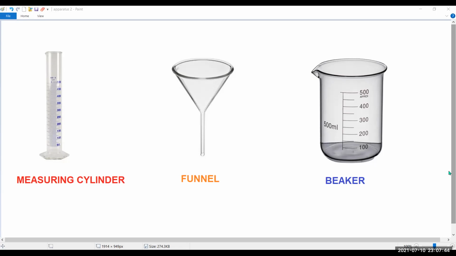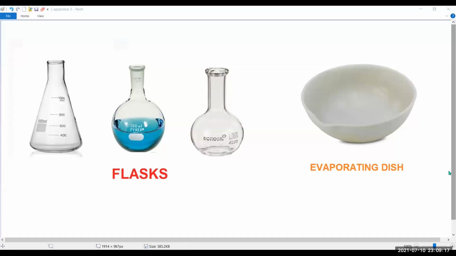Beaker is an open glass container, generally cylindrical in shape with a flat base. It is used for mixing, stirring, and heating liquids. Beakers are available in various sizes ranging from 50 ml to 500 ml. Liquids can be poured easily from a beaker as it has a thick lip at the top.